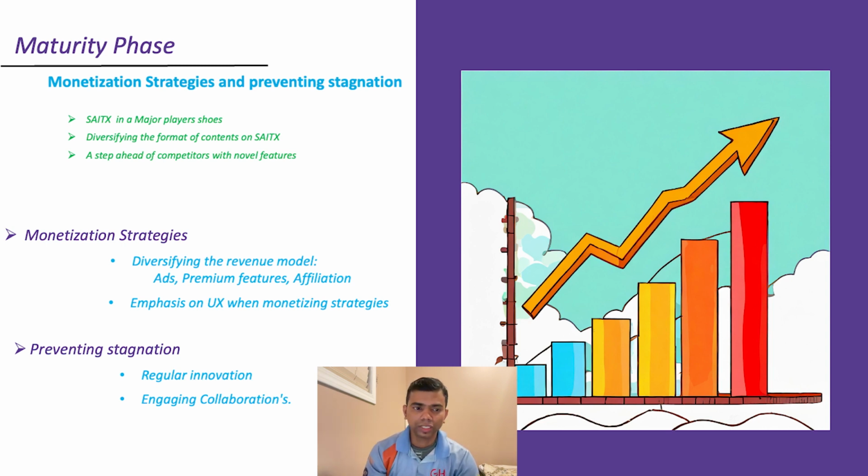The next strategy was preventing stagnation. By this time we felt that we had reached the peak and we were cruising at a stable height. But to stay on top of the competitors, it's essential that we keep on innovating, and that was what was driving us.